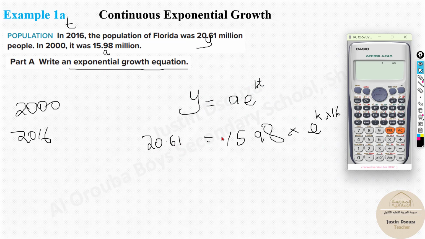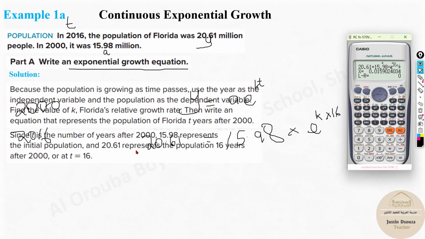You can use logarithm on both the sides and solve, but now I will just solve it directly. 20.61 equals 15.98 multiplied with exponential shift E, this K means its unknown value, x into 16. Now you can press shift and solve, you'll get the answer. K is 0.0159 or 0.016.